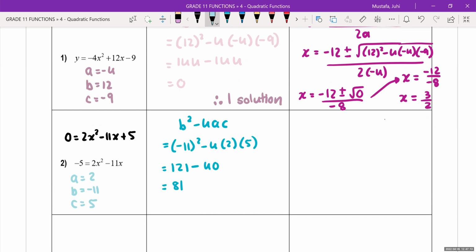Did you guys get 81 as well? Okay, so b squared minus 4ac gives you a value greater than 0. How many solutions are there? Good, so therefore 2 solutions.